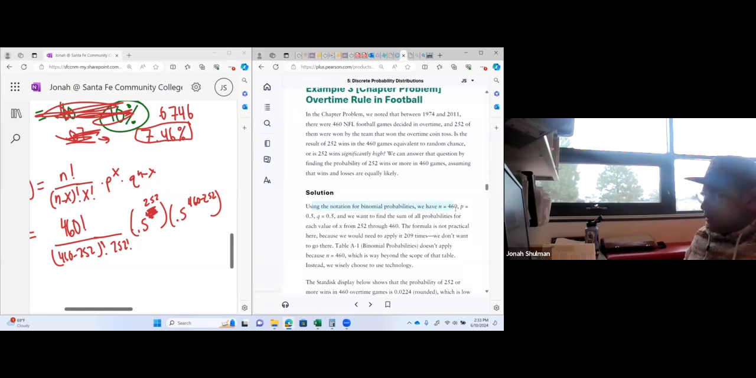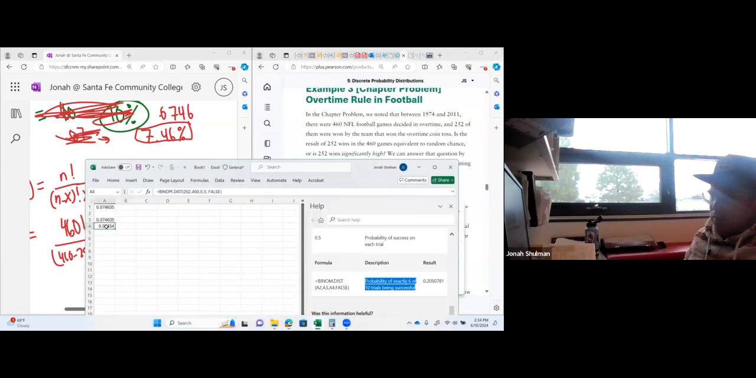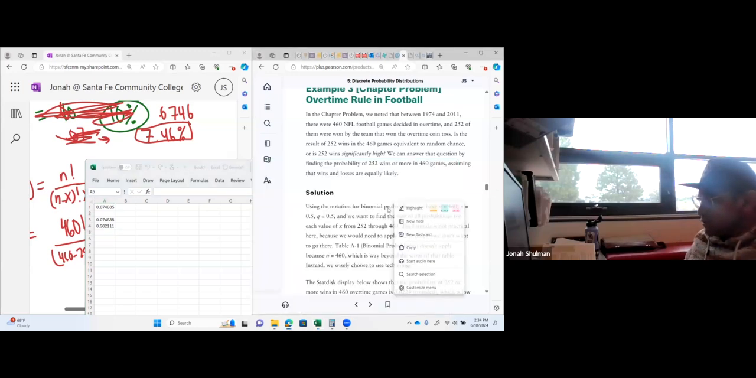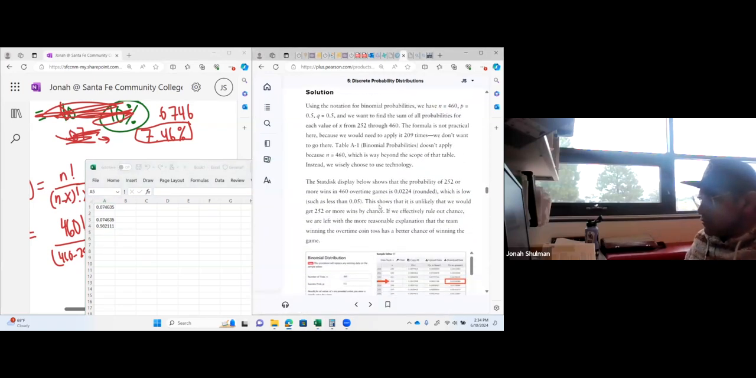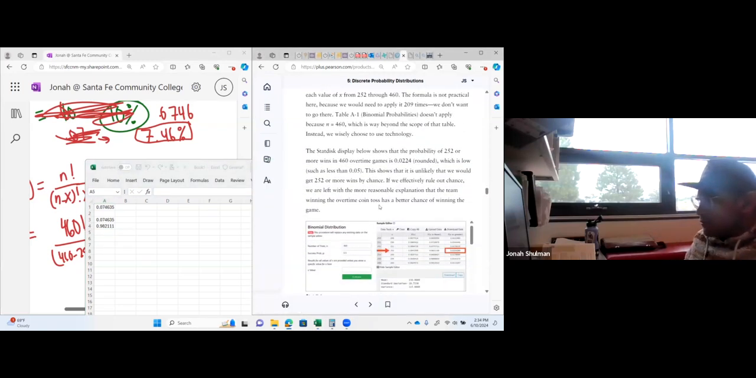N is 460, P is 0.5, Q is 0.5. And we want to find the sum of all the probabilities for each value from x to 252. Okay, so if we wanted all of them, the reason why we have a different answer is because I had to do what? Make this true, because we want all of them leading up to it. We want the cumulative. 0.982, is this what they got? Nope.